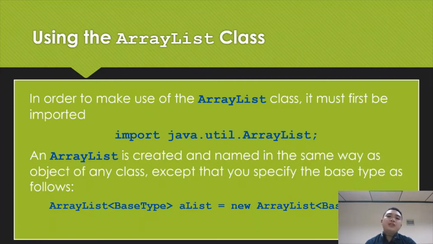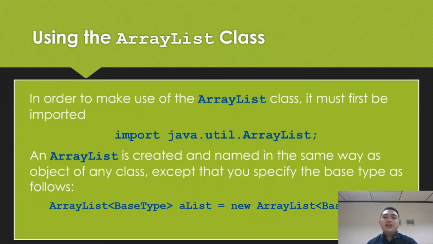In order to make use of the ArrayList class, it must first be imported. This is how you import the ArrayList. It is under the util library. So import java.util.ArrayList, or you can just import everything, but that is a waste of space. So just import what is needed.